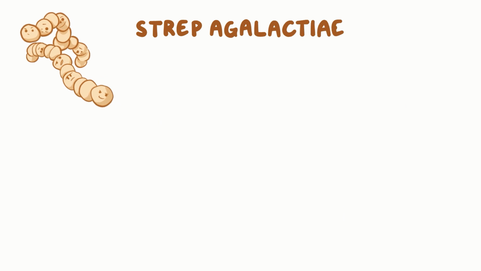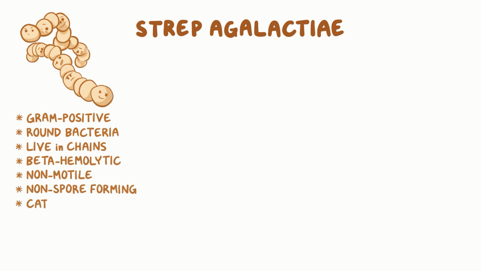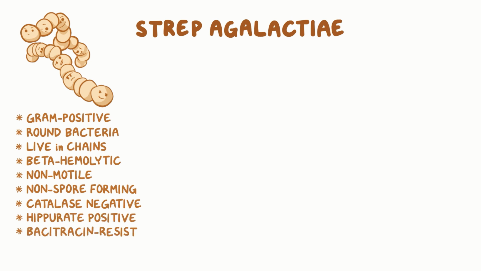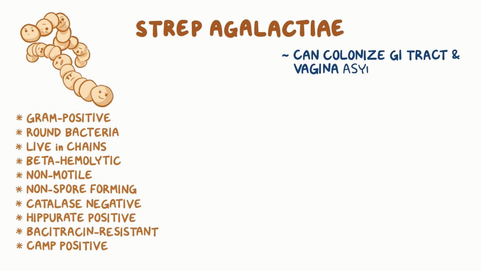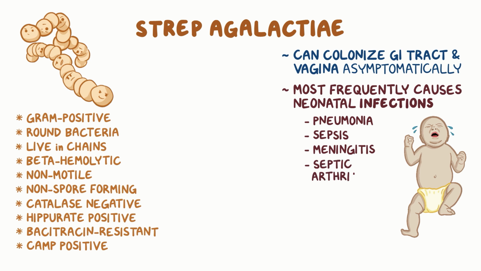Alright, as a quick recap. Strep agalactiae is a gram-positive round bacteria that tend to live in chains. It's beta-hemolytic, non-motile, non-spore-forming, catalase negative, hippurate positive, bacitracin resistant, and CAMP positive. This bacteria can colonize the gastrointestinal tract and vagina asymptomatically. Most frequently, it causes neonatal infections like pneumonia, sepsis, meningitis, and septic arthritis.